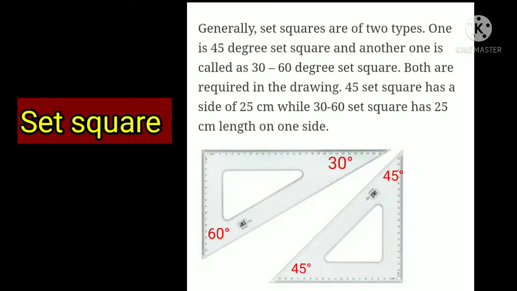Set square. Generally, set squares are of two types. One is 45-degree set square and another one is called 30-60-degree set square. Both are required in the drawing. 45-degree set square has a size of 25 centimeter, while 30-60-degree set square has a 25 centimeter length on one side.